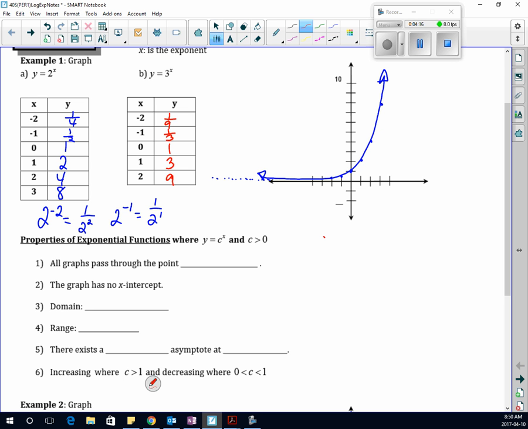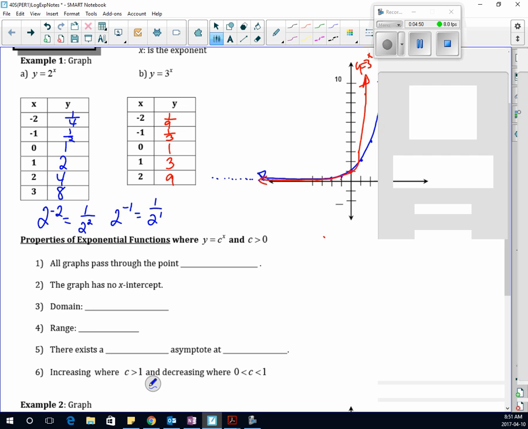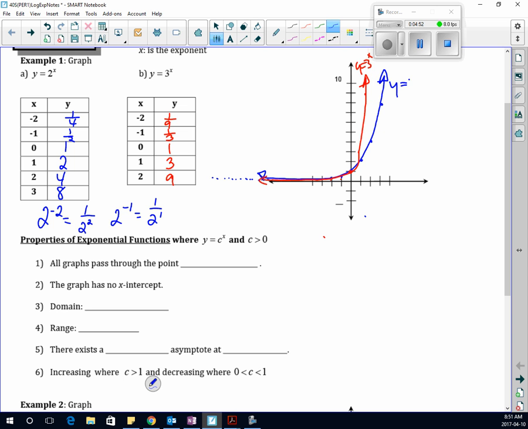So at -2, it's 1/9. So it's below the blue one, right? At -1, 1/3, it's below the blue one. It's right on the money for 0, 1. And then what happens after that? It actually is above the blue line now, right? And at 2, it's at 9. So do you see it's below before it crosses the y-axis, and then it starts increasing really fast. Y equals 3 to the power x. And then I'll label my blue one here. This is y equals 2 to the power x.